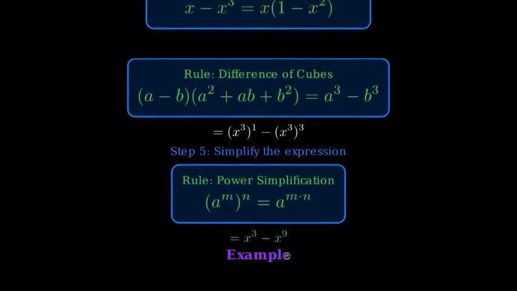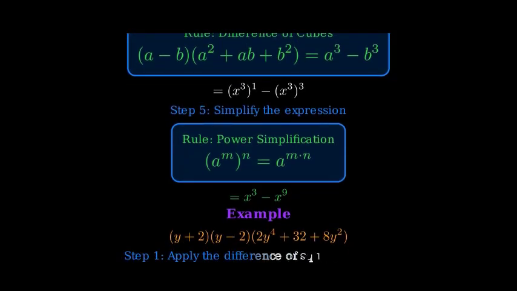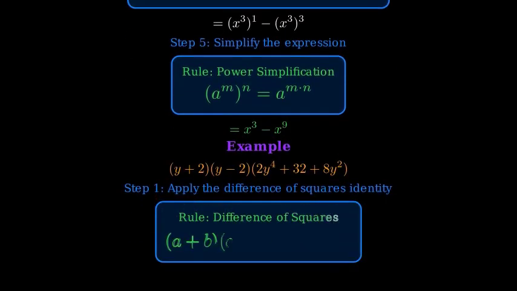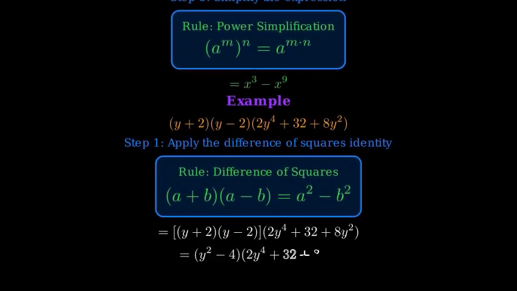Now, let's look at our second example. We need to simplify the expression (y plus 2) times (y minus 2) times (2y to the fourth plus 32 plus 8y squared). Let's start by applying the difference of squares identity to simplify (y plus 2) times (y minus 2). This gives us y squared minus 4.